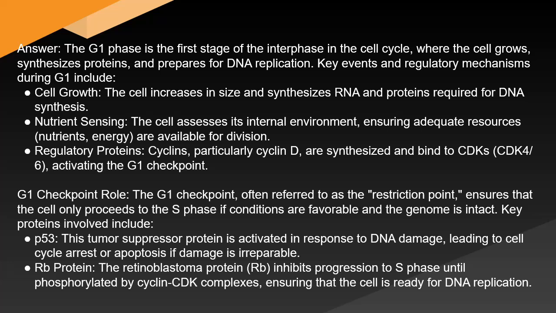RB protein. The retinoblastoma protein RB inhibits progression to S phase until phosphorylated by cyclin-CDK complexes, ensuring that the cell is ready for DNA replication.